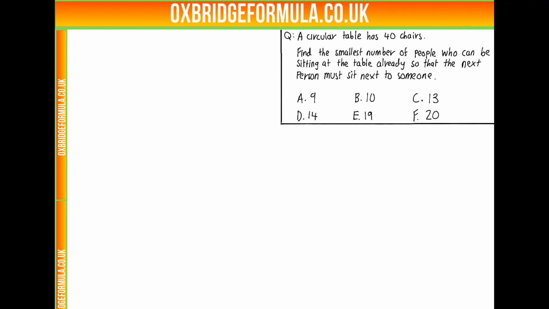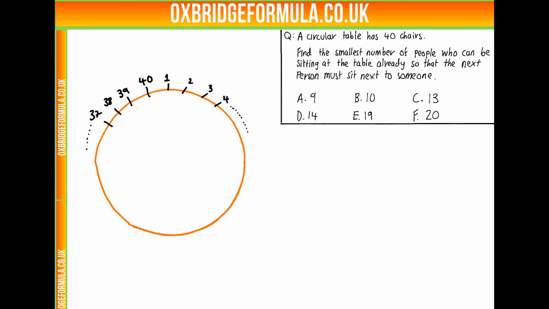So firstly, let's draw a diagram to get a better idea what's going on. So here's our circular table and we'll draw seat possibilities at the head of the table. So we've got seat 1 up here, then we number them clockwise all the way around to 38, 39, 40 and then we restart because we've got 40 chairs in total.